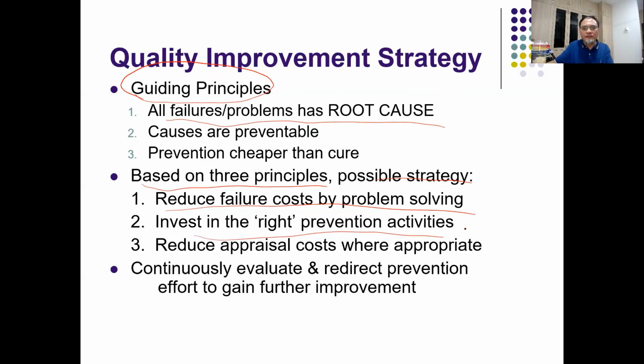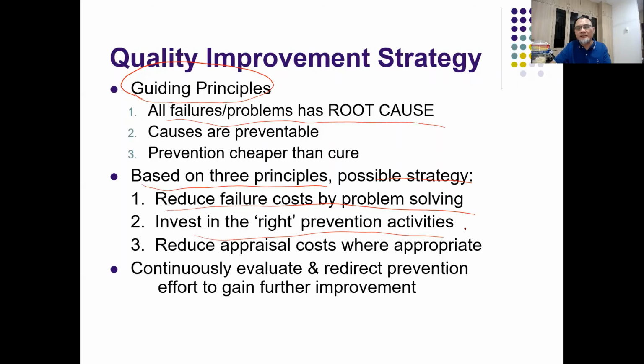And then invest in the right prevention activities. Secondly, you want to find which prevention activities will have the highest impact towards reducing your failure costs or even your defects, warranties, and so on. Remember, internal and external failure costs. And try to reduce appraisal costs where appropriate.